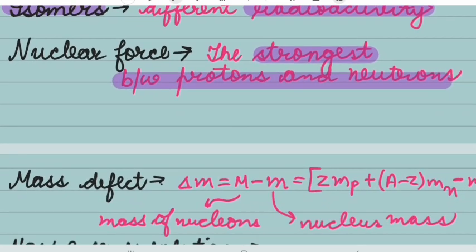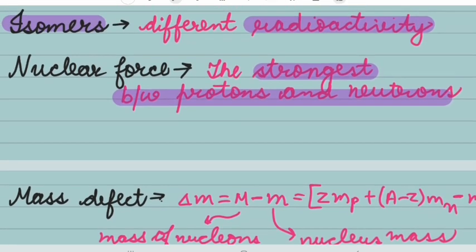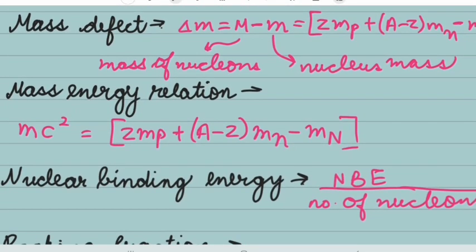So the nuclear force is always existing between the protons as well as the neutrons. Now let us talk about what we mean by mass defect. So what is mass defect?